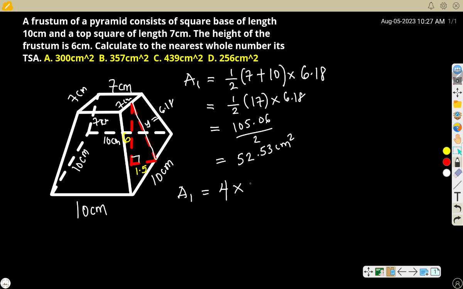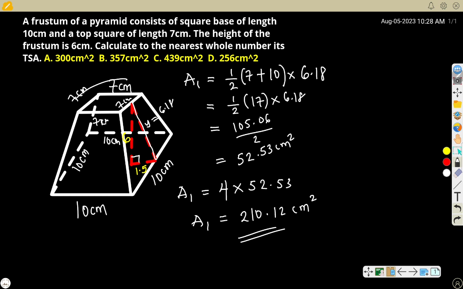So that will be 4 times 52.53. So that means A1 now is 4 times 52.53. So that is 210.12 centimeter square. So that's it. That is the area of all the trapezium here, the 4 trapezium I showed you earlier.